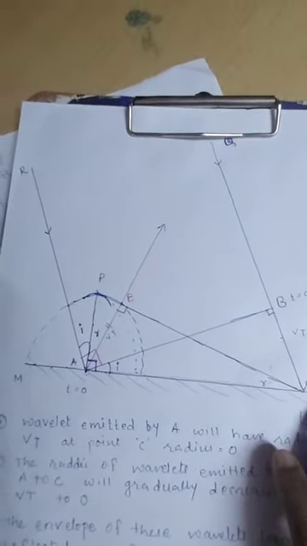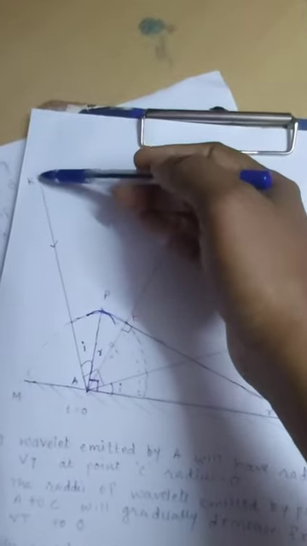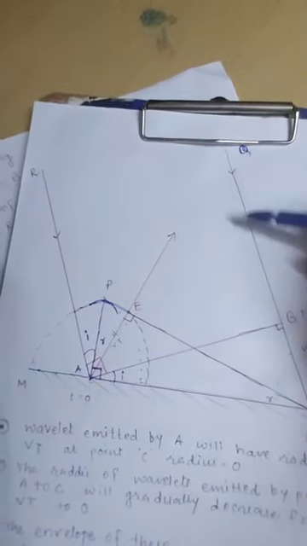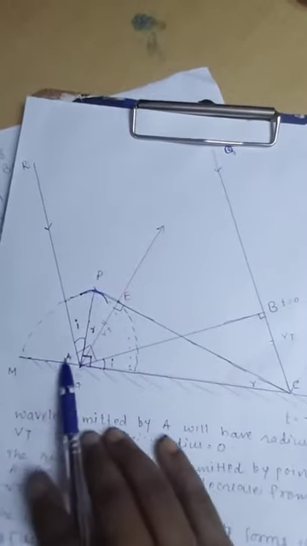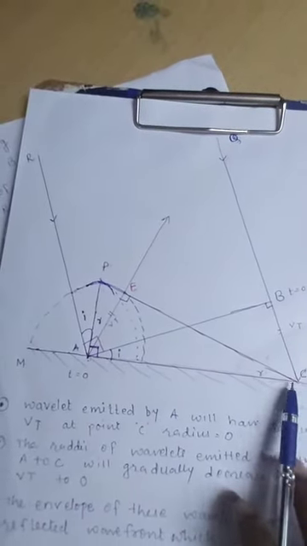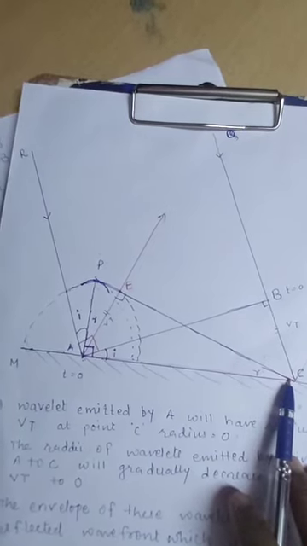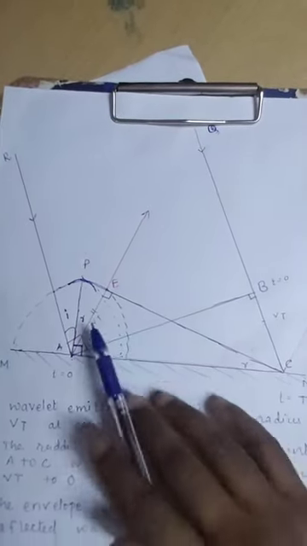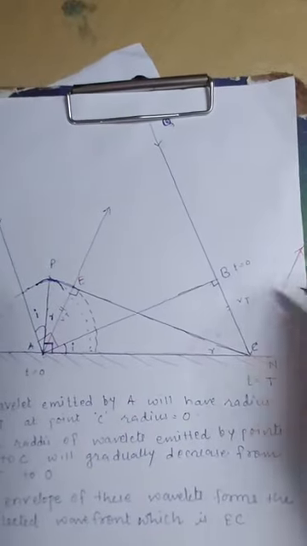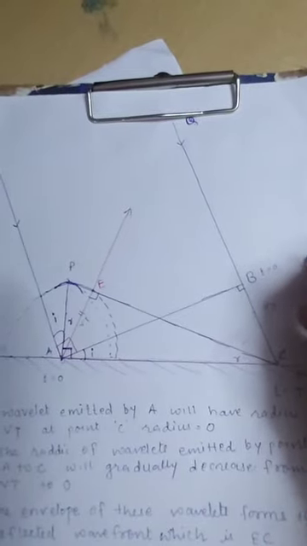A wavefront, you can see here, RA and QB. This wavefront is incident on this plane surface. Then it gets reflected as a wavefront. You can see this AE and CF. Let us call this CF the reflected wavefront.